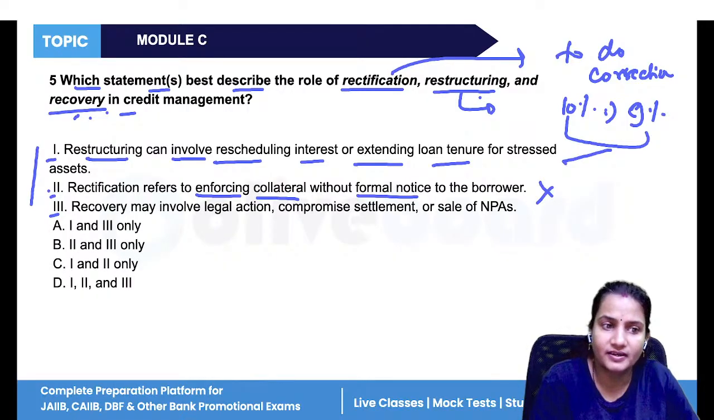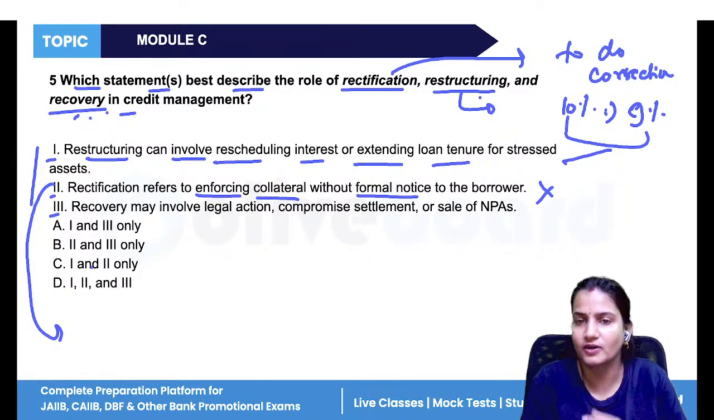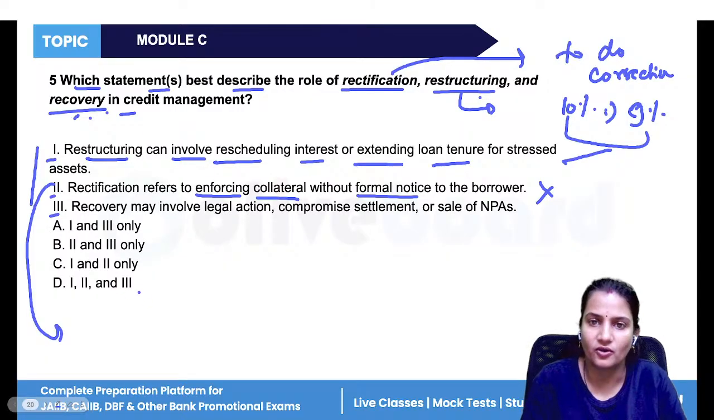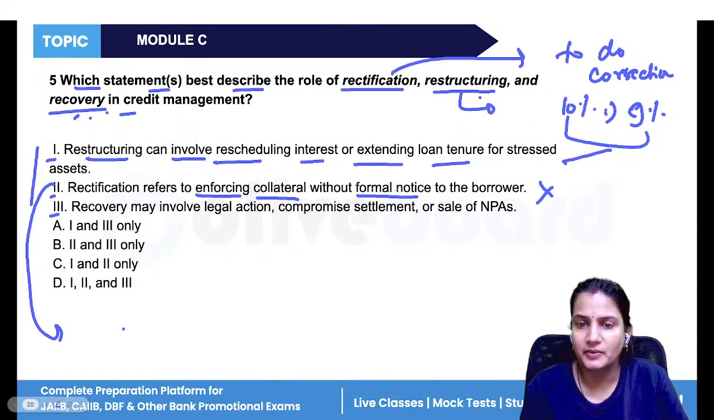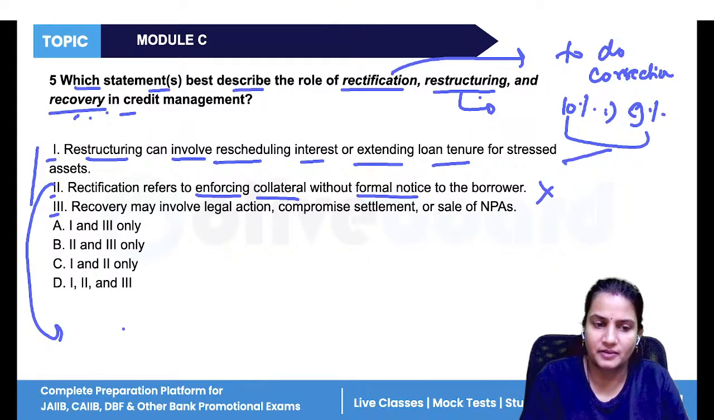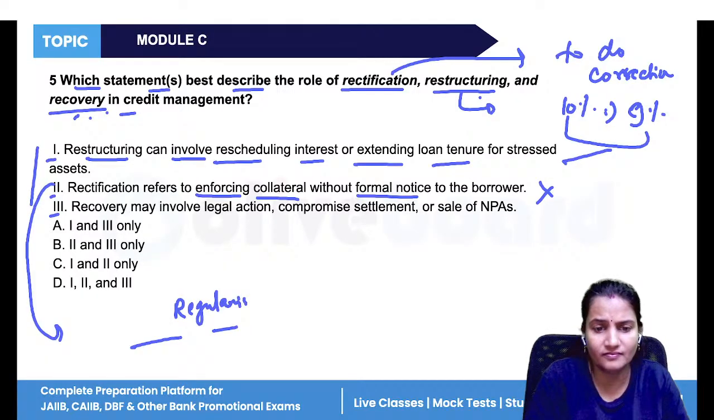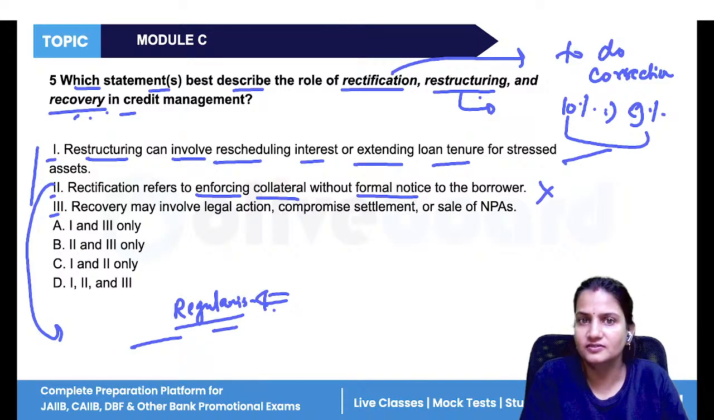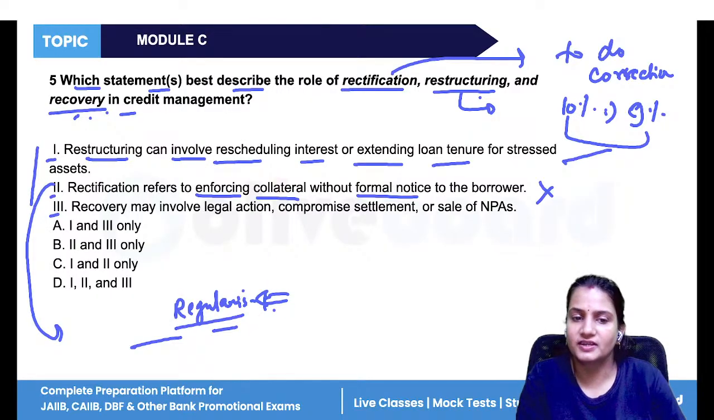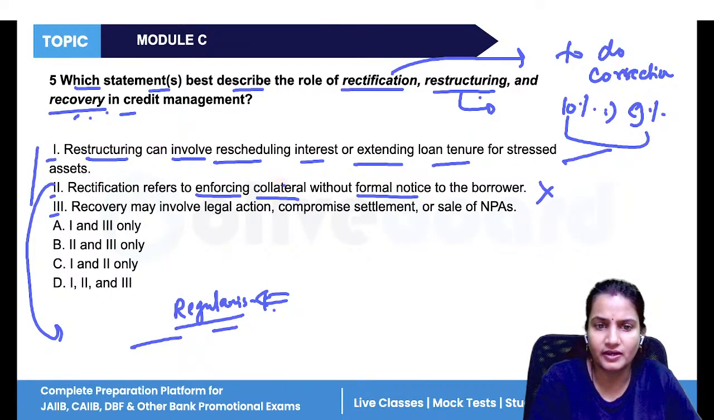Now, rectification refers to enforcing collateral without formal notice. No. What we have seen, rectification means to do corrections. So bank will give the chance to the borrower that okay, you have not repaid your money since last month, so repay your money for the last month also, and let's regularize your account. Now do your regular payments. So that is rectification. Bank will give the chance to make corrections. The borrower cannot make the mistakes again. So this is wrong. Here we don't impose any kind of collateral without giving notice to the borrower. Now recovery means taking legal action. Yes. Compromise settlement. Yes. So 1 and 3 are correct.